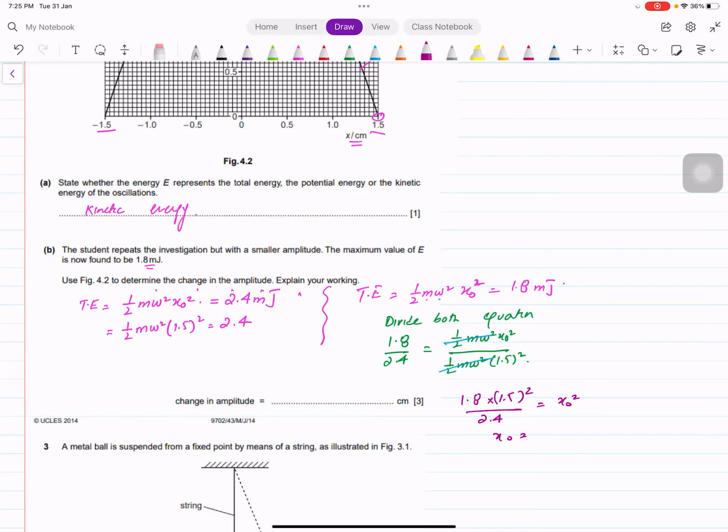It's 1.3? Okay. So it would be 1.3 and it's that simple. You guys understand now? So basically what we've learned is that whenever he's going to compare energies with respect to displacement, you should remember that x naught 1 square over x naught 2 square will be equal to energy 1 over energy 2. And you can simply find it through this as well. This is very simple. Understood?